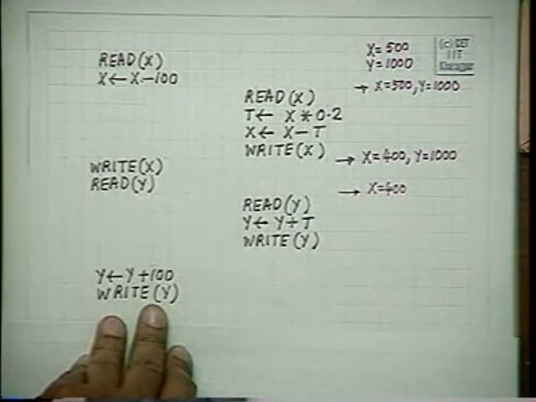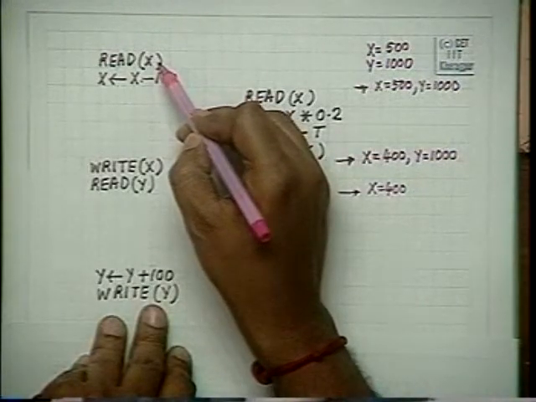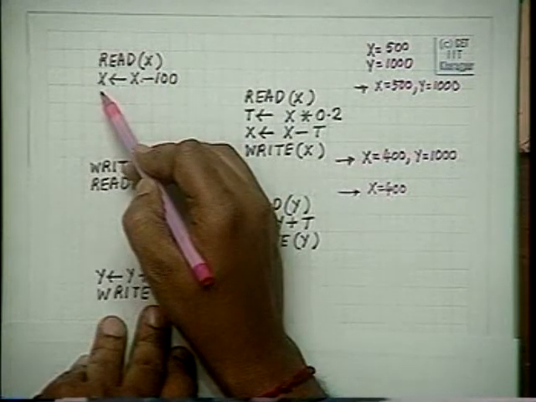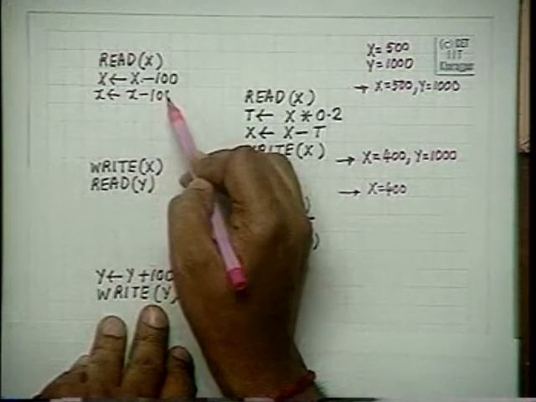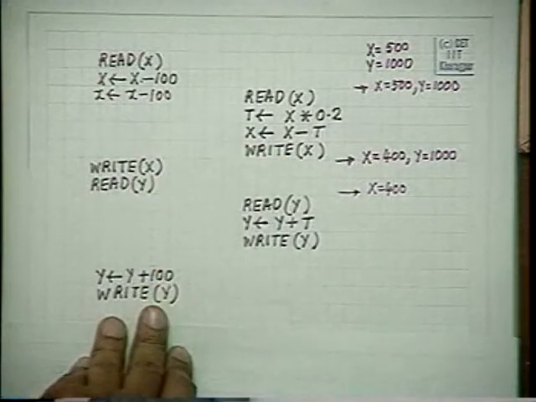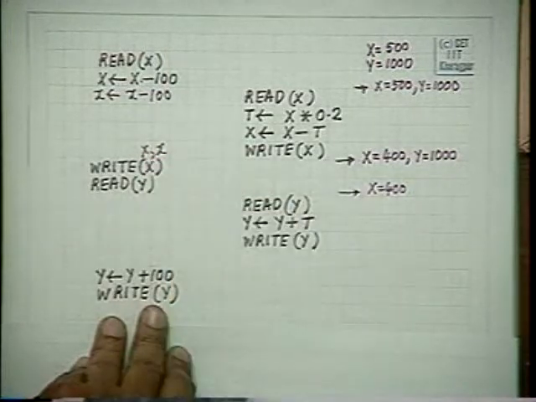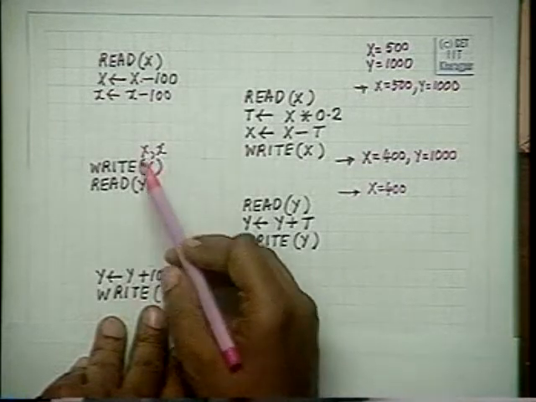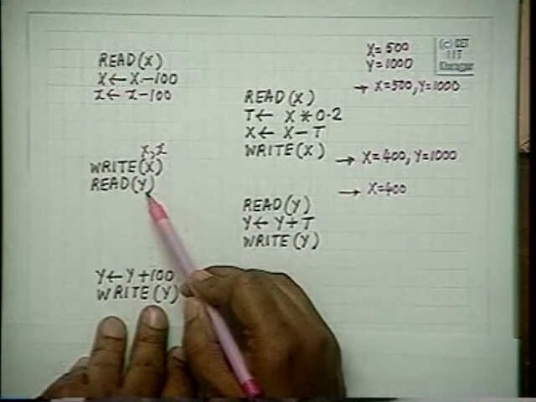Please remember, this x was read to be 500. This x became 400. This is a memory variable which is like this. And when you write this, this is x comma x. So this x was written into this x. So 400 was written because this was 400. And what y is read out here? 1000.